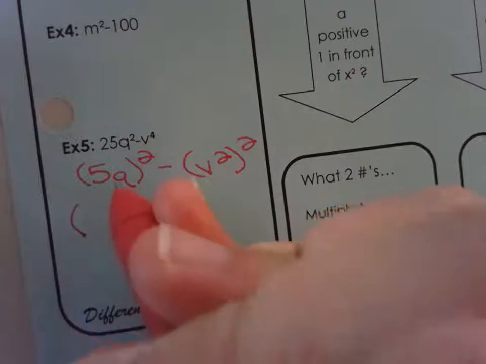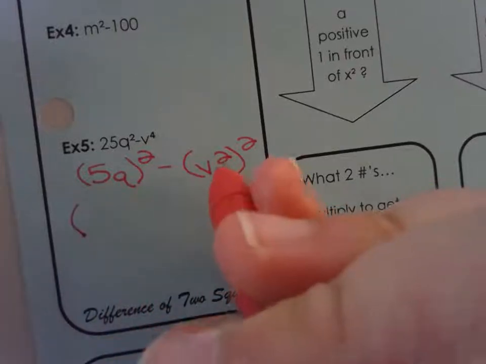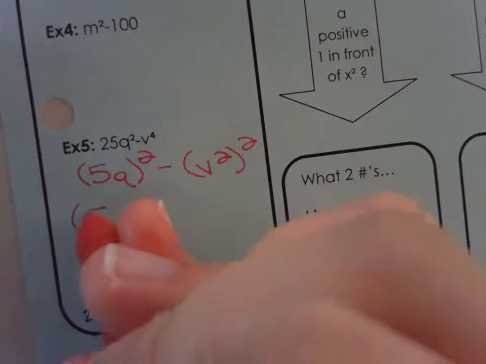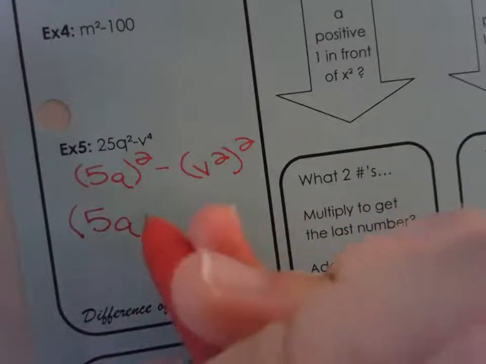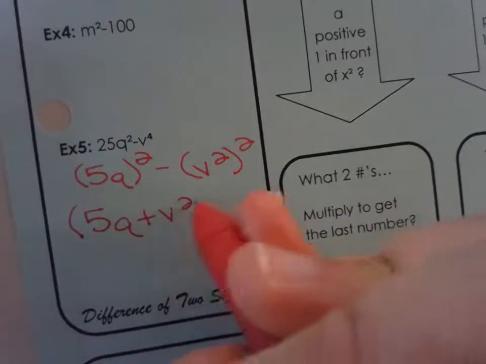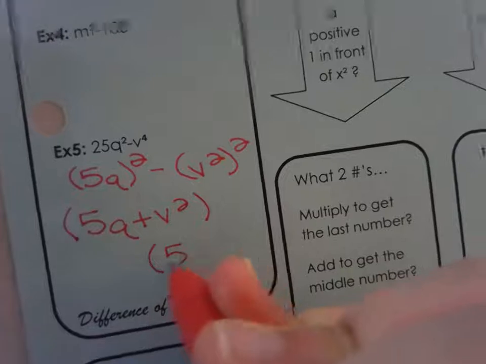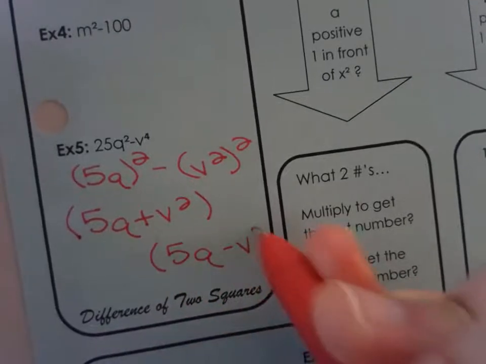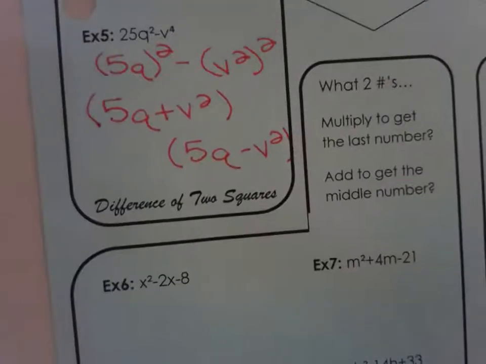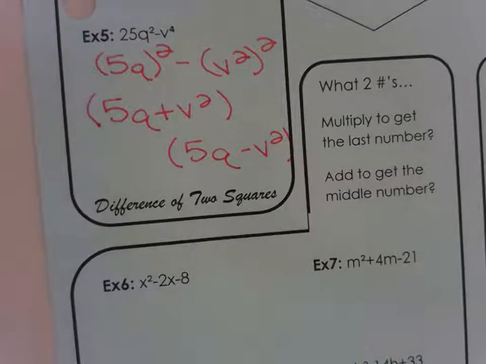Actually, you do something with the 5q and the v squared. Oh, you run a negative, right? No? You add them. So 5q plus v squared. And then you do what? Subtract them. So when you have a difference of perfect squares, you take the two things in parentheses and you add them and you subtract them. And then that's your final answer.